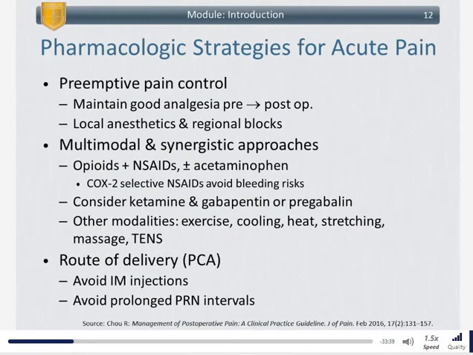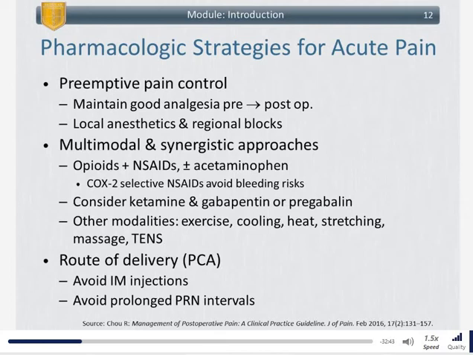So if we're going to look at pharmacologic strategies for dealing with acute pain, they include preemptive pain control. And whatever you do preemptively, you want to maintain through that immediate post-op period. If you give a patient, let's say, local anesthesia, but you allow that to wear off by the end of the case, so now they're in pain, the benefits of your preemptive analgesia are going to disappear. So you need to maintain good pain control before the stimulus, before the incision, and maintain it through the immediate post-op period. Typically, this is done with local anesthetics, either infiltration or regional blocks or spinal blocks, such as epidurals.